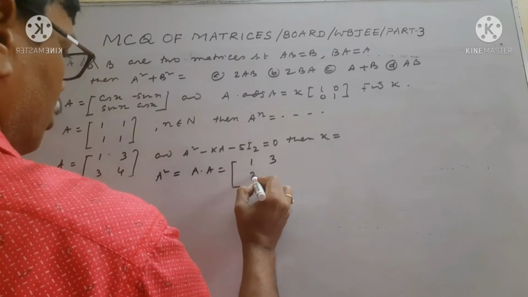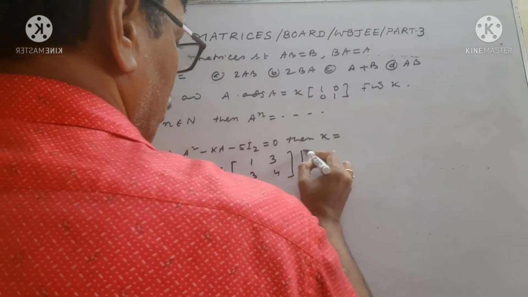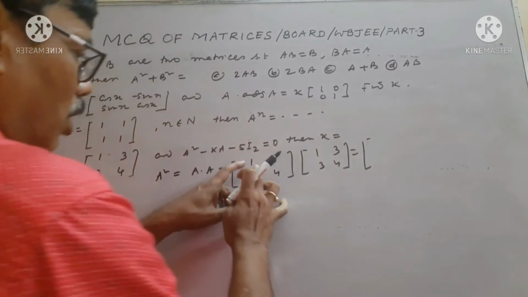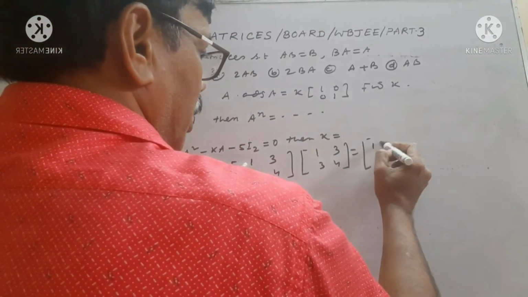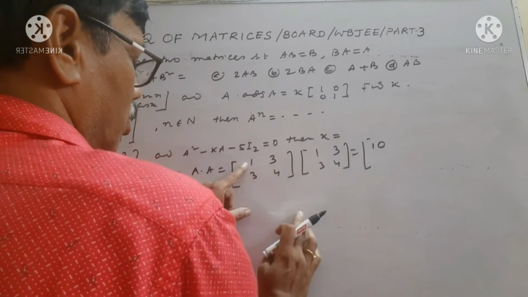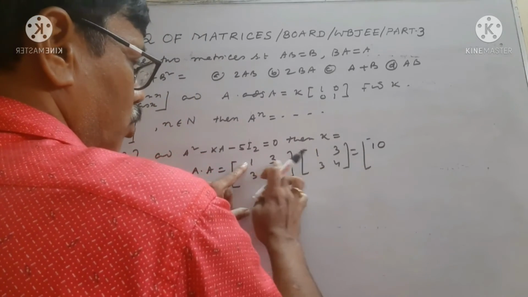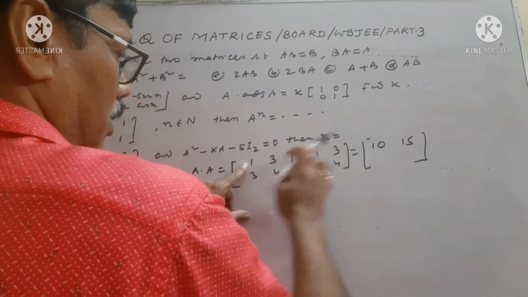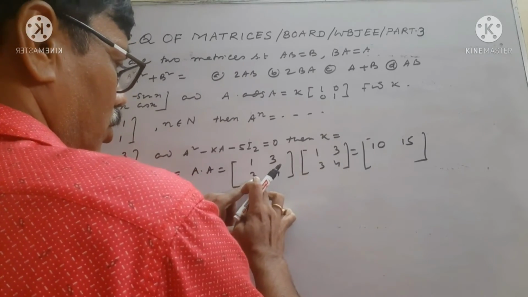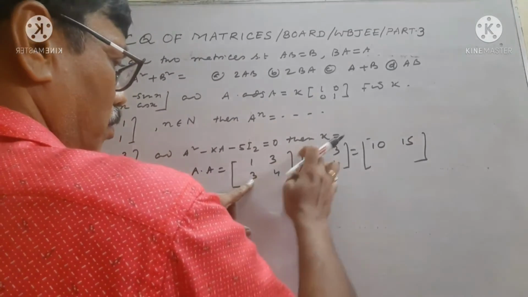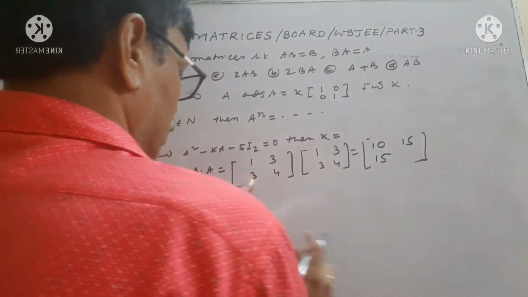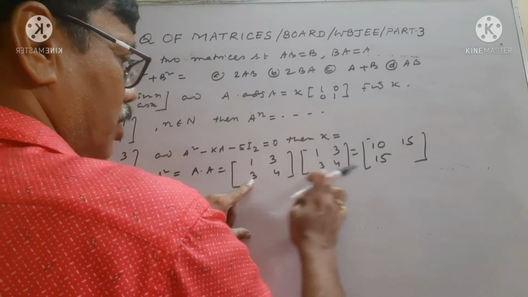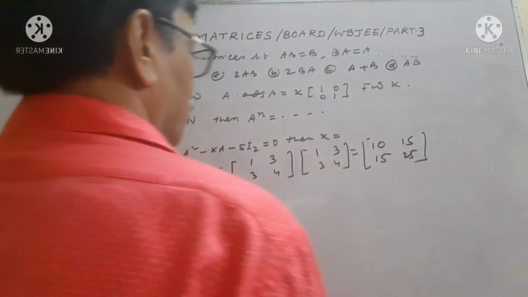So [1 3; 3 4], this is also [1 3; 3 4]. So rows into columns. 1 plus 9, this is 10. 3 plus 12 equals 15. 3 plus 12, this is 15. So 9 plus 16, this is 25.